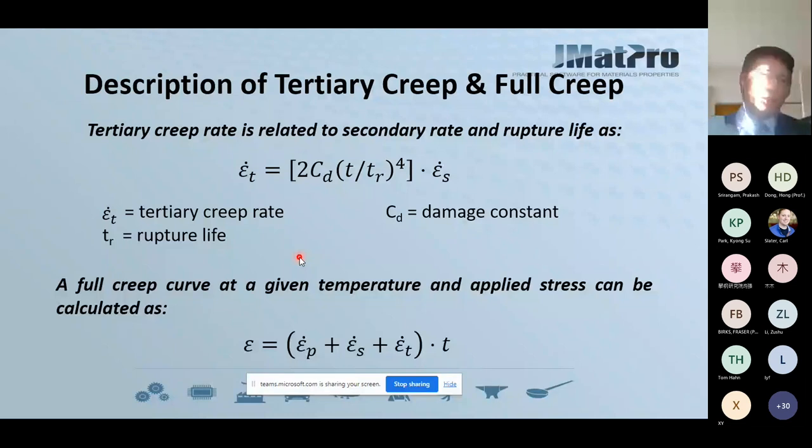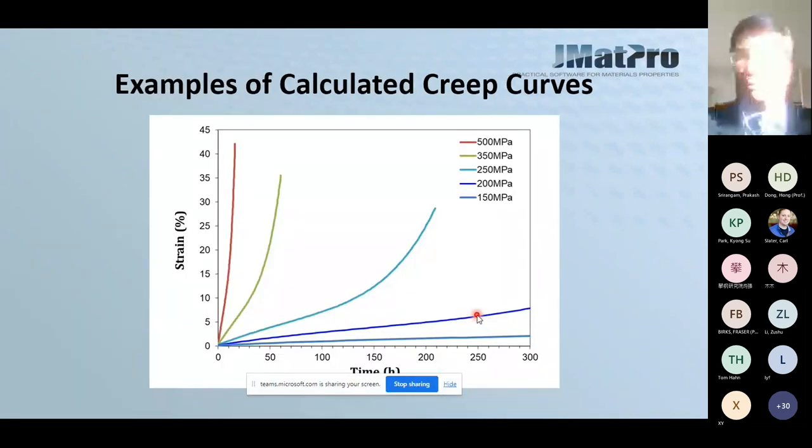So the ability to describe the primary, secondary, and tertiary means you can describe the full creep curve, as this is a simple summation of those three. So now we have a full creep curve. Just to show you an example of what a full creep curve looks like. It's probably nothing unusual for those who know creep.